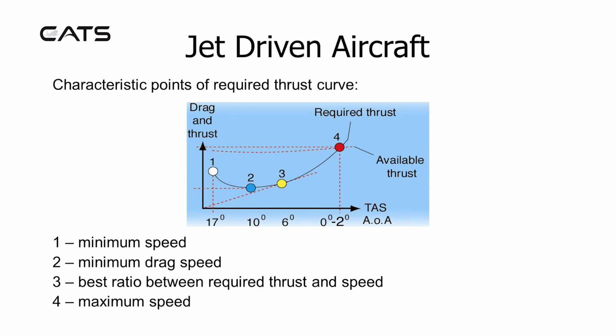There are characteristic points of a required thrust curve. One is minimum speed, stall speed. Two is minimum drag speed, VMD. Three is the best ratio between required thrust and speed. And four is maximum theoretical speed.